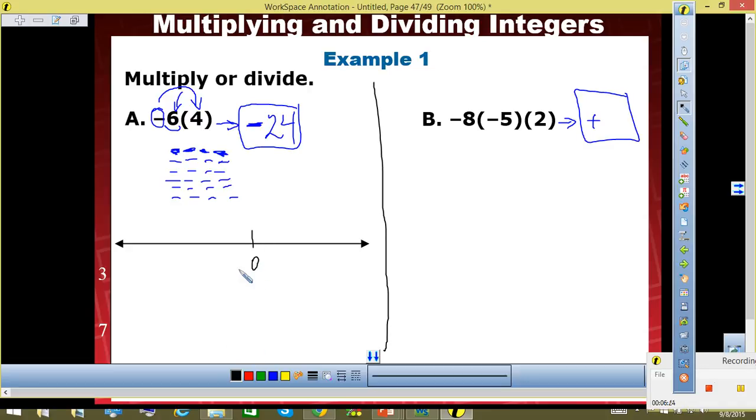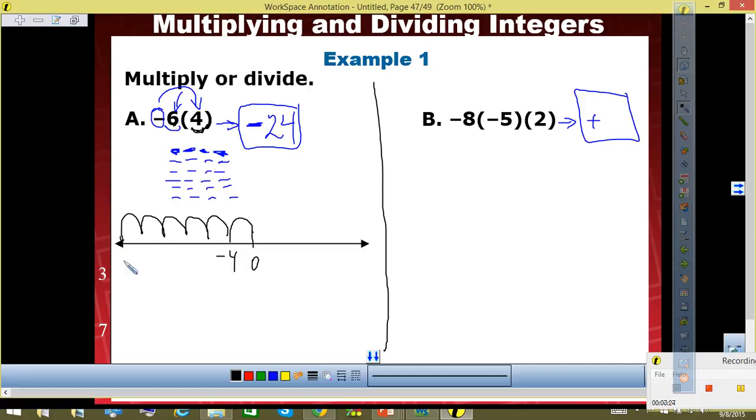So, check this out. What number is inside of the parenthesis? 4. It's positive 4, so I would jump to positive 4. However, what does this tell me to do? To switch to the opposite direction. So I'm going to jump to negative 4. Is that correct? But how many times do I need to do that? 6. So that's 1, 2, 3, 4, 5, 6.